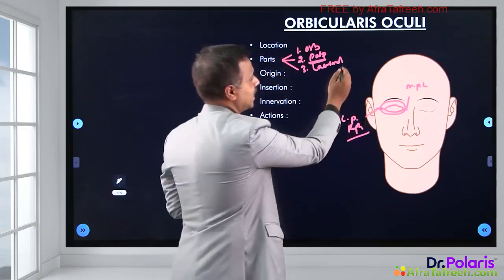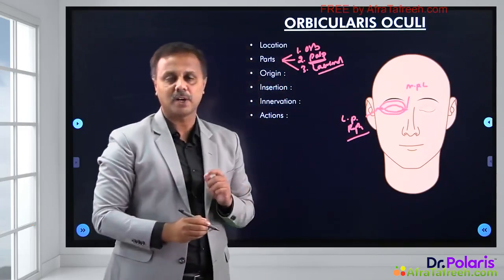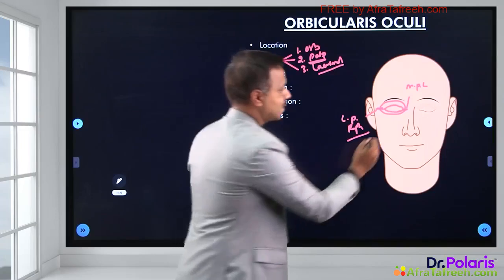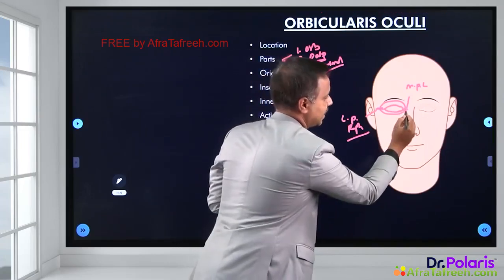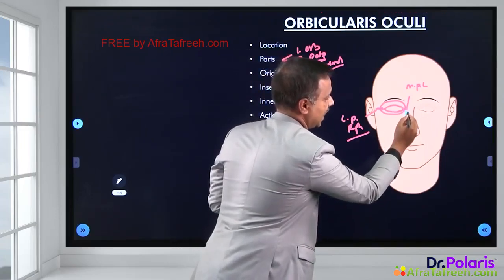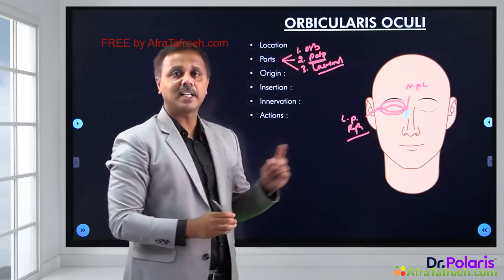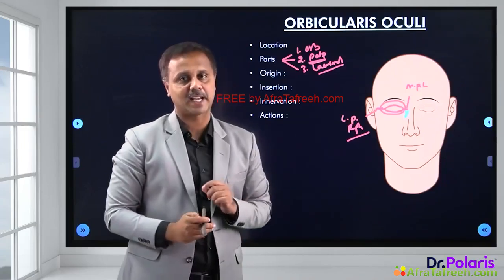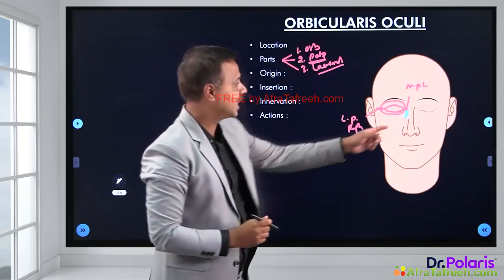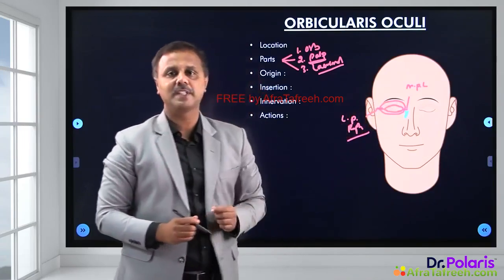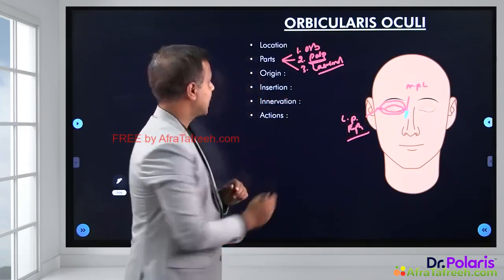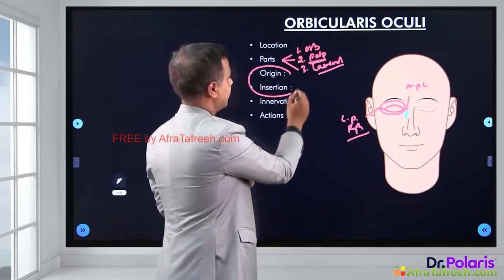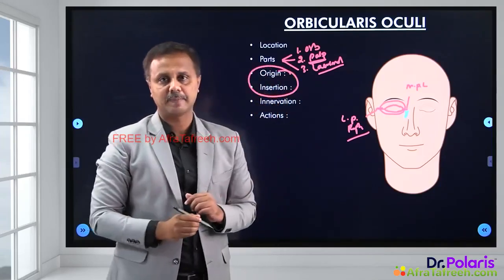The third part is a small part of the orbicularis oculi which arises from, let's imagine we have a sac here called as lacrimal sac. It arises from the lacrimal bone covering the sac. Okay? Again, it gets inserted into the skin of the eyelid. This is regarding the attachments of the orbicularis oculi.